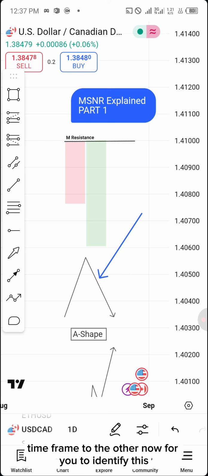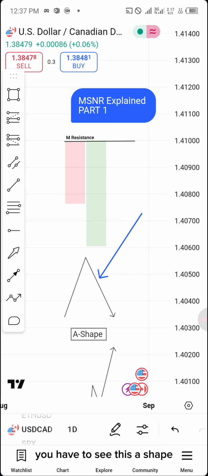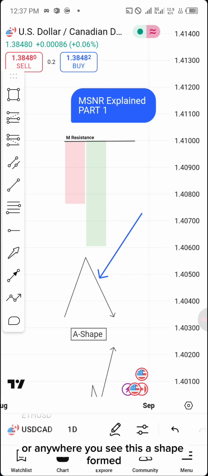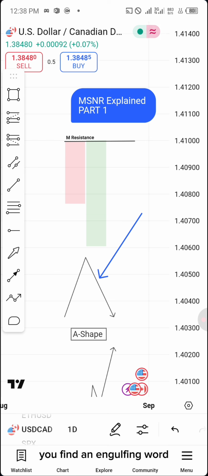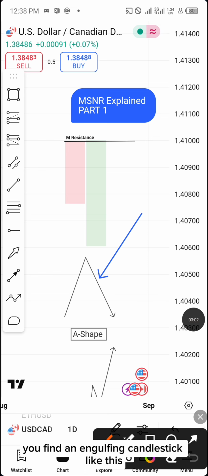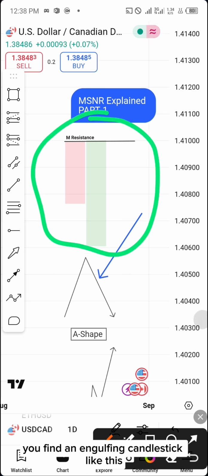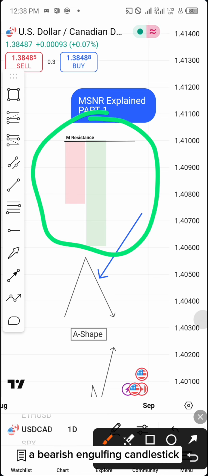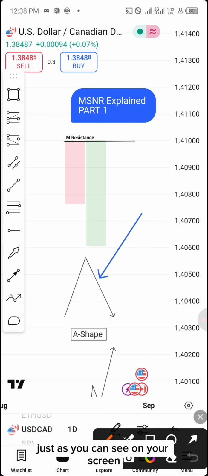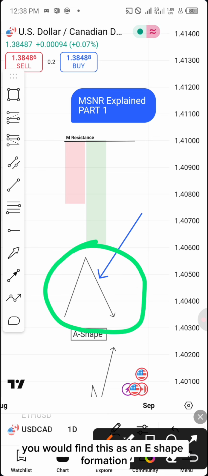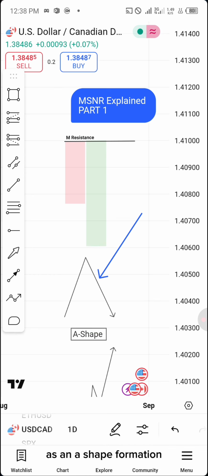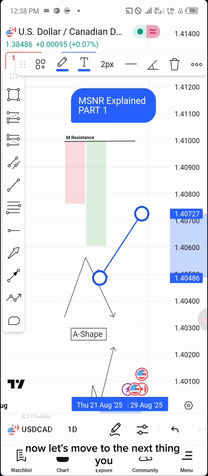Now for you to identify this, you have to see this A shape form on a higher time frame, or anywhere you see this A shape formed, it is a resistance. Now for M resistance, you find an engulfing candlestick like this, a bearish engulfing candlestick, just as you can see on your screen. And once you switch to your line chart, you would find this as an A-shaped formation. Now let's move to the next thing you need to understand.